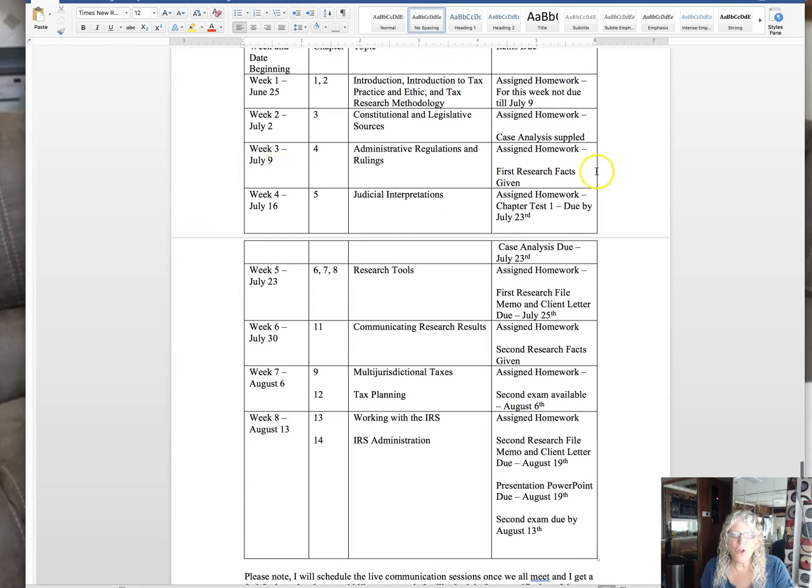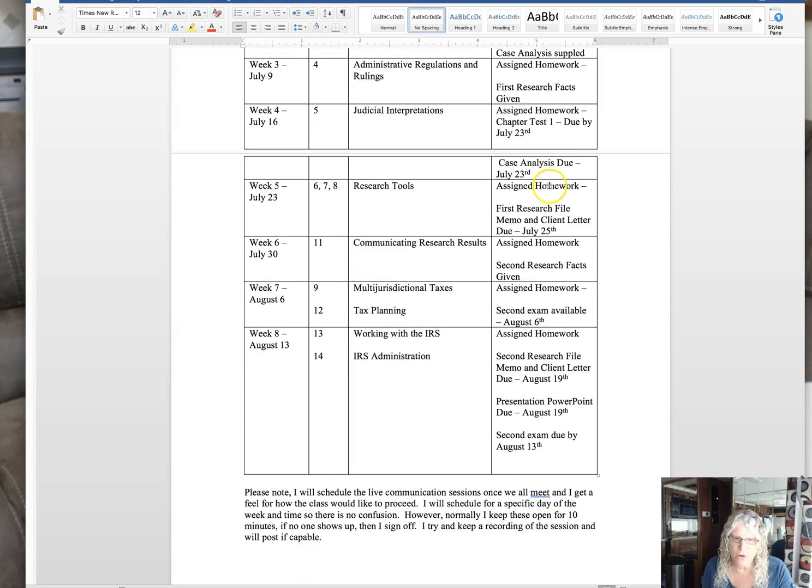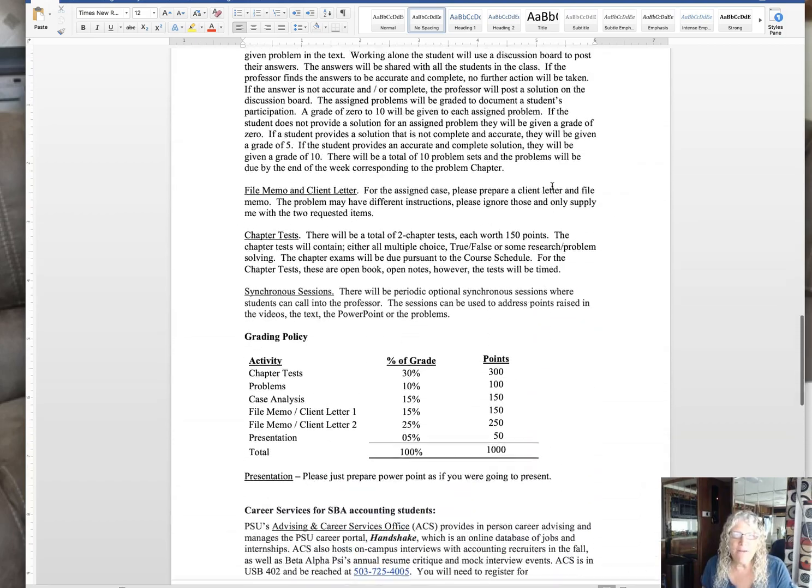Up on July 9th, the first research facts are given. So I realize there's a lot out there, folks. I'm sorry about this. It was tough to do the timing. The one thing I can tell you is I've set this up so I know that if you're in my real estate class, these give you some flexibility in timing, so I'm not crunching you with all kinds of information together.